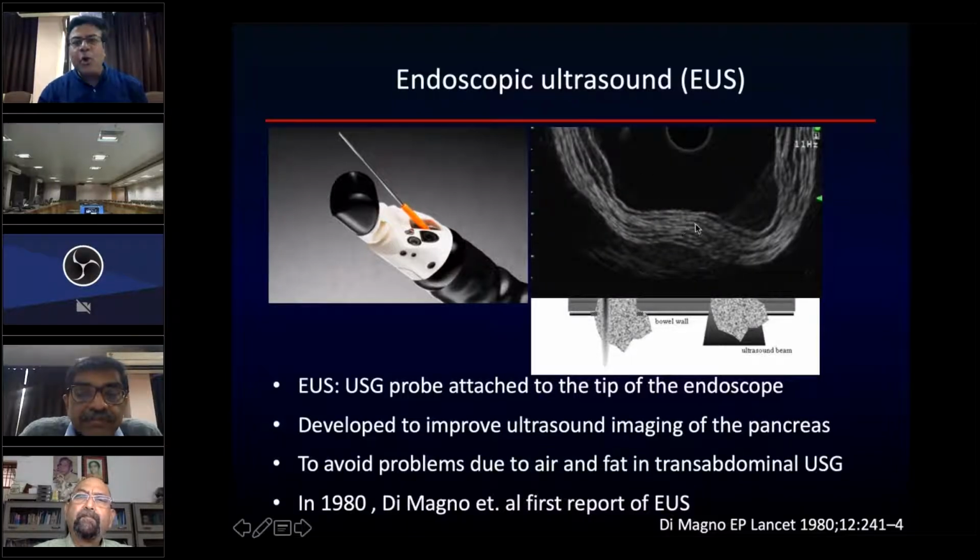This is the typical wall layers that you see on endoscopic ultrasound, and this resolution cannot be achieved with any other imaging modality. Primarily on EUS, you get 5 layers in the GI tract. These are 2 hypoechoic and 3 hyperechoic layers. Hypo means black layers. These are primarily muscularis mucosa and muscularis propria.